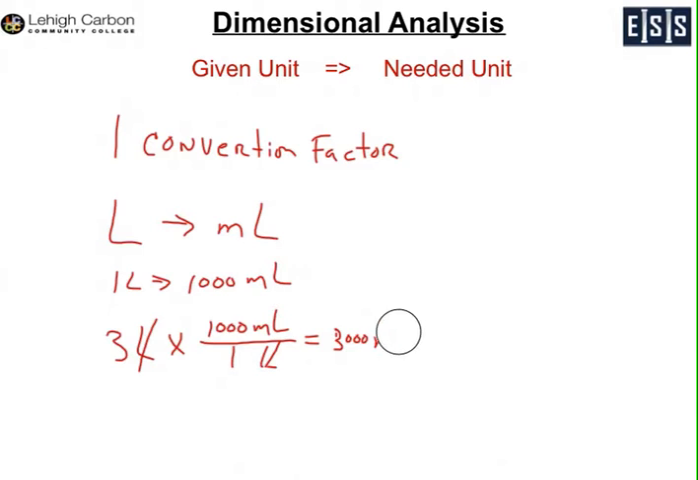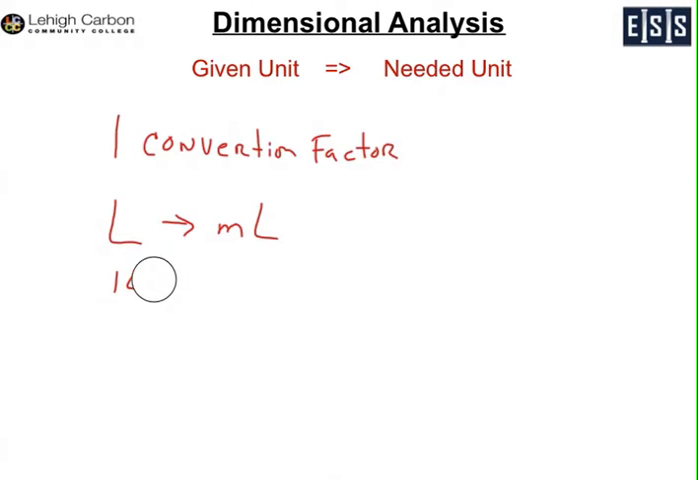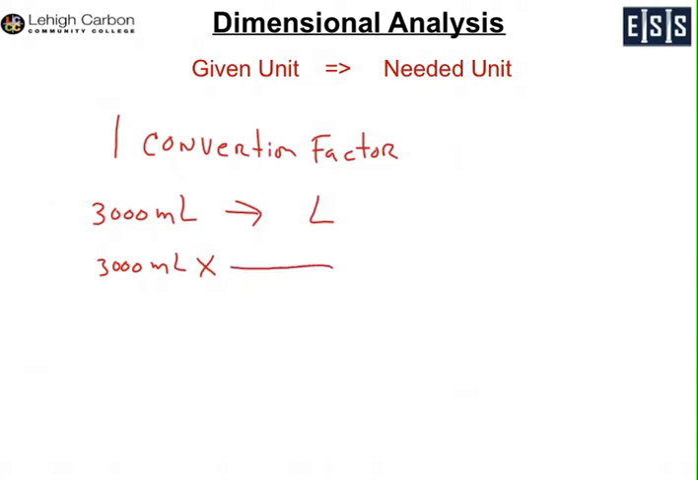Just to do sort of the opposite, almost the same problem, but let's do it a little differently. Instead of starting with liters and going to milliliters, let's start with 3,000 milliliters, and we want to go to liters. So again, our given unit is 3,000 milliliters. And now we want to use that same conversion factor of 1,000 milliliters and 1 liter. Only this time the milliliters are going to be on the bottom and 1 liter on top, so that the given unit, milliliter, will cancel out, and our needed unit, liters, is on the top, and so our answer here would be 3 liters.